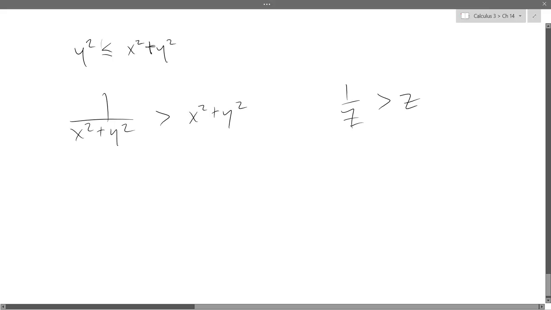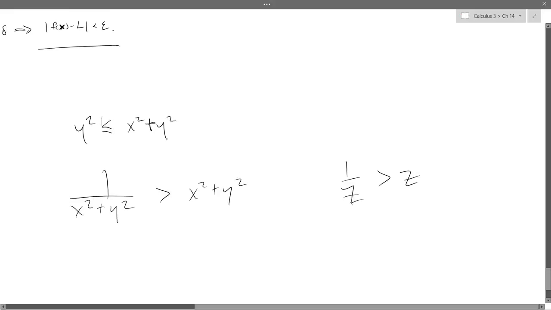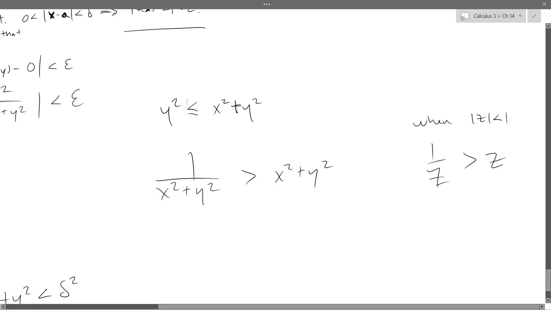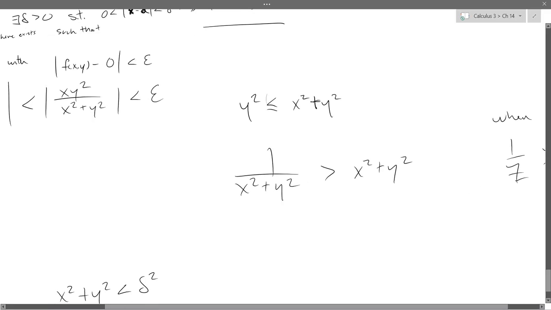Is a reciprocal greater than the regular value? Between 0 and 1. So it works as long as z is between 0 and 1, so inside the unit circle, basically. So inside the unit circle, your reciprocal is actually bigger than your original number. All right, so if we're inside the unit circle, I get this inequality right here.